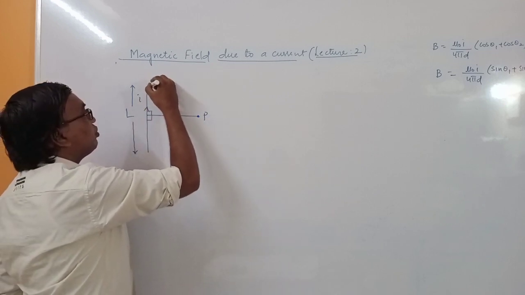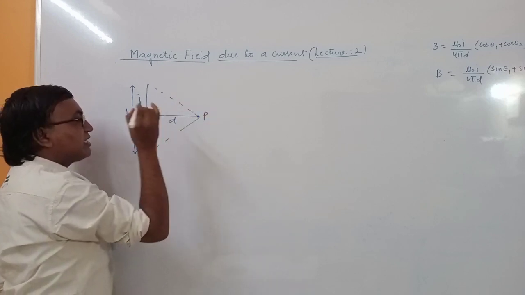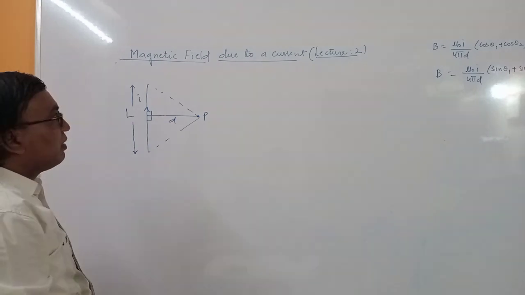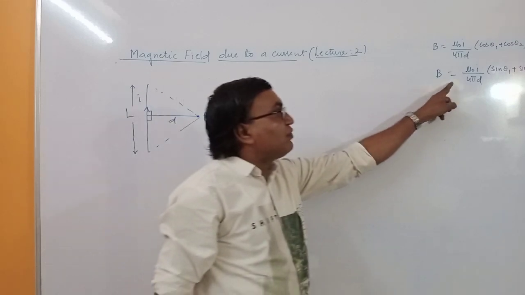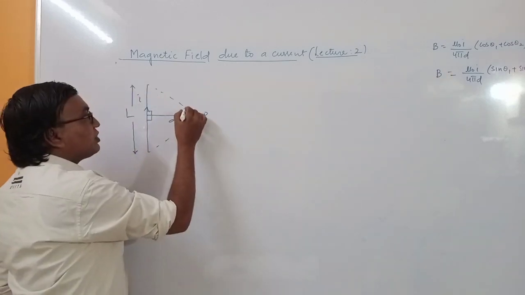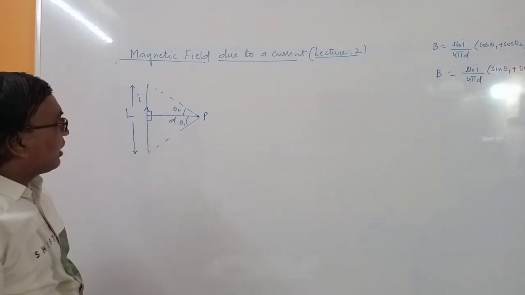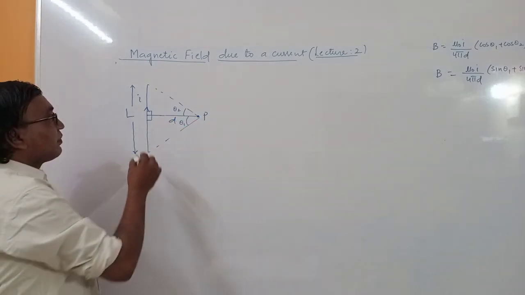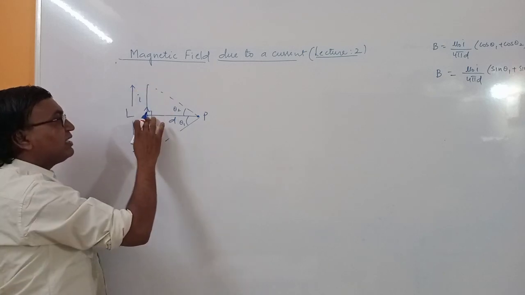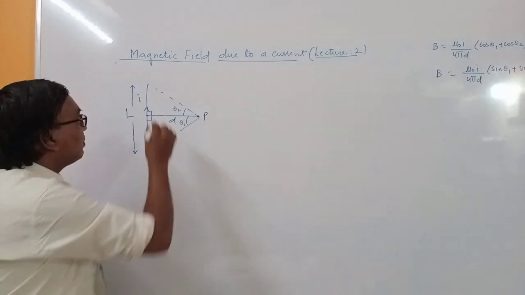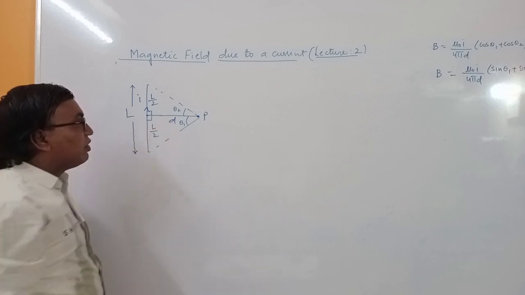So let us join the two ends. This distance is given to you as d. Now you can use any formula, so let us stick to this formula. This will be angle theta 2 and this will be angle theta 1. Then this length is given. Since this is a perpendicular bisector, it is dividing this wire into two equal halves, so this length is L/2 and this length is also L/2.